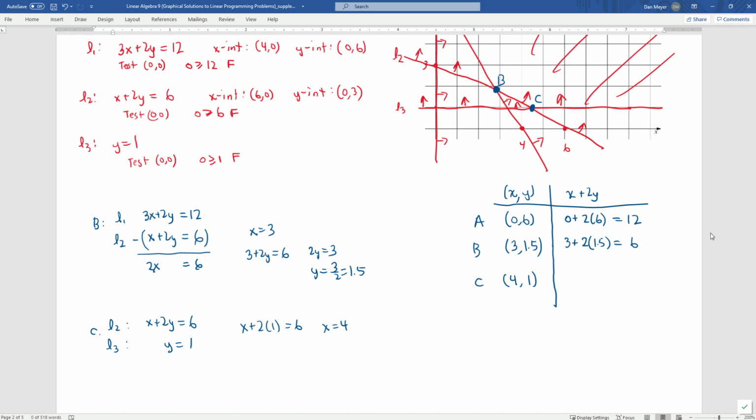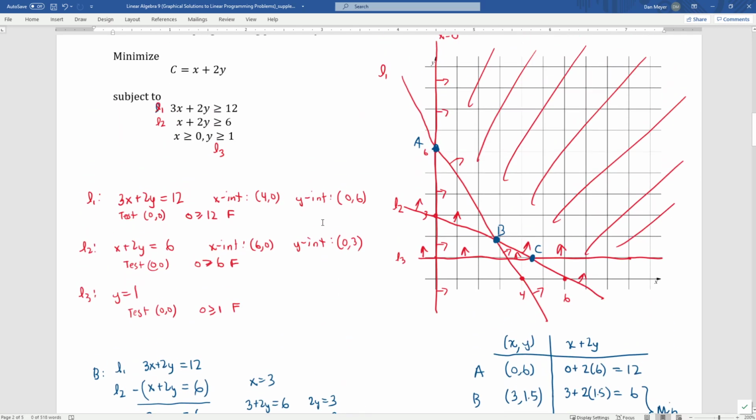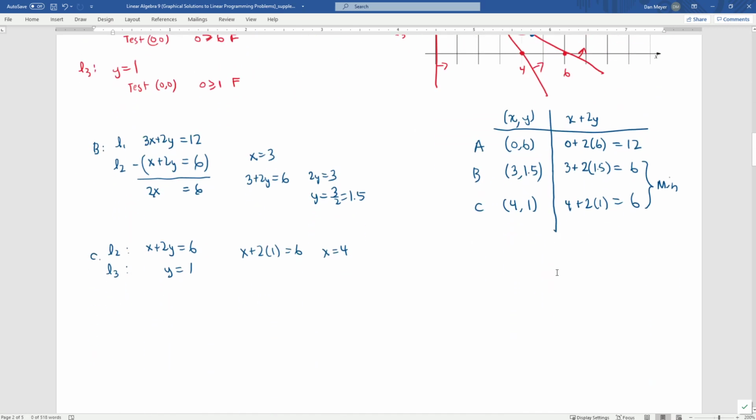And then the last one, when I plug in 4 for x, 4 plus 2 times 1, that also gives 6. So there's actually two places where I get my min. So remember, on this one, we're looking to minimize this expression. I think this is related to the fact that my objective function was also one of my lines.